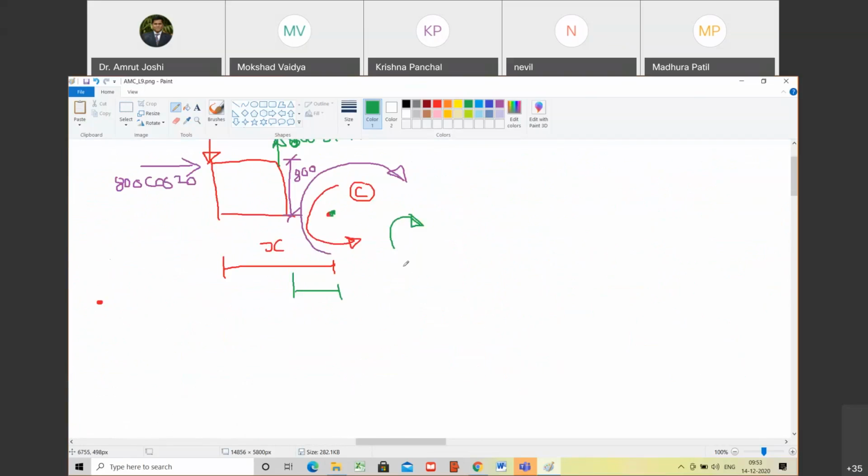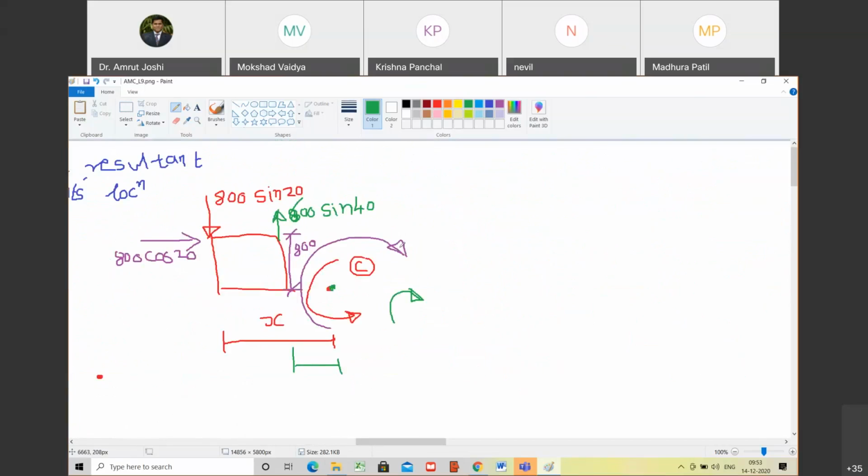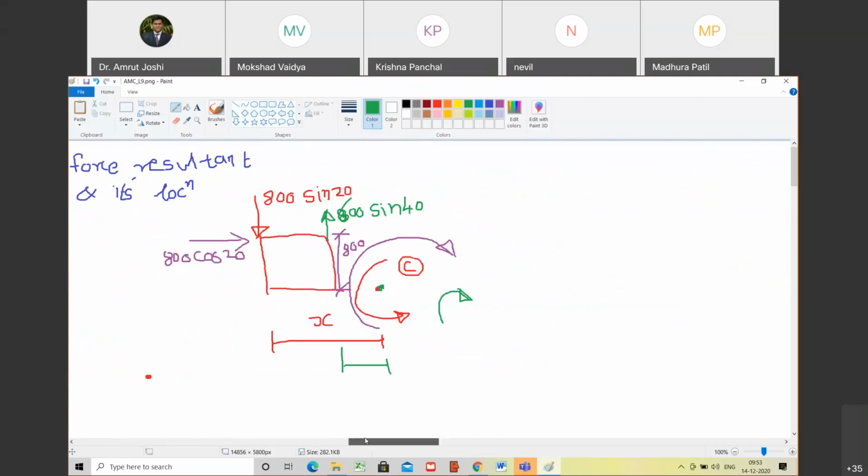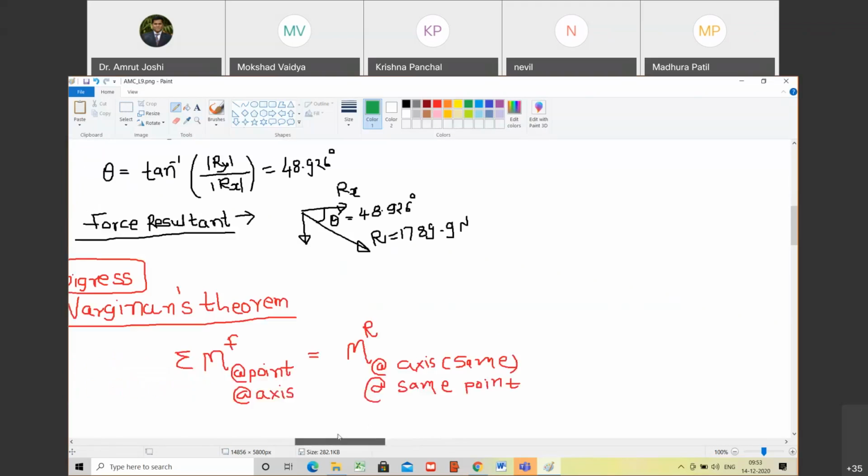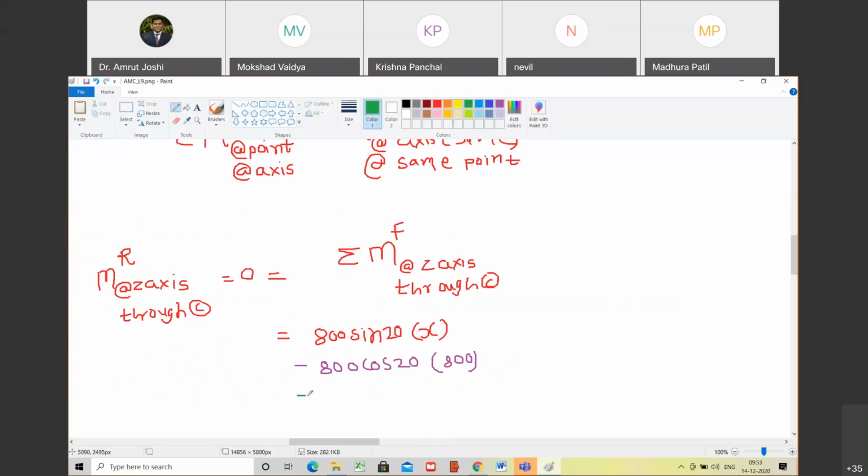So therefore ये कितना आने वाला है मोमेंट: 600 sin 45 into x minus 700. Are you with me? Yes, sir. And clockwise. So I am writing it this way. So 600 sin 45 multiplied by x minus 700. Happy? Yes, sir.